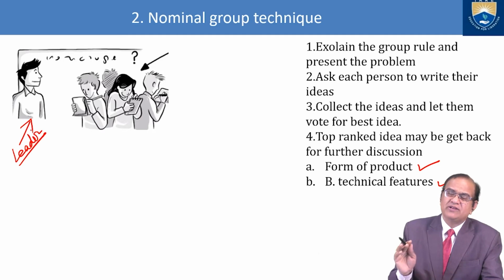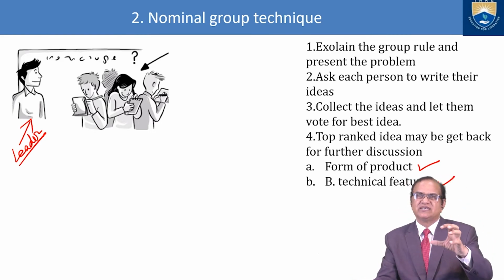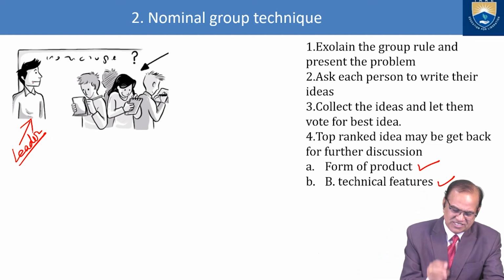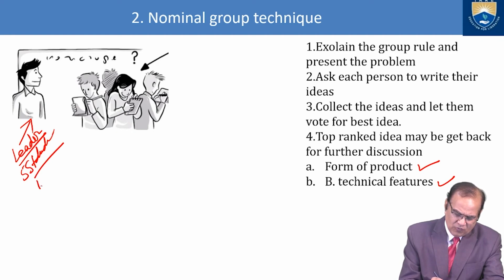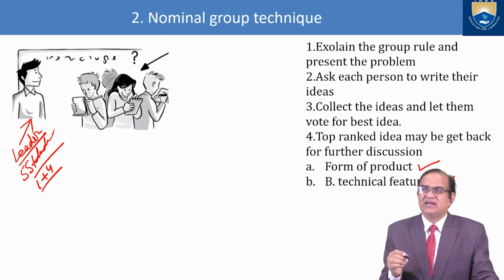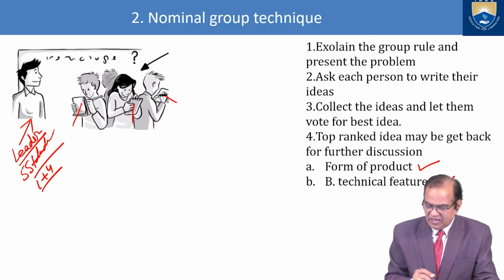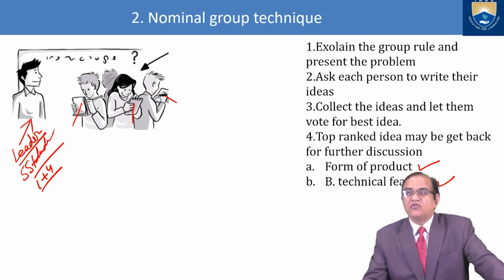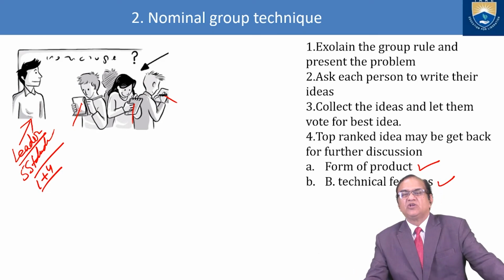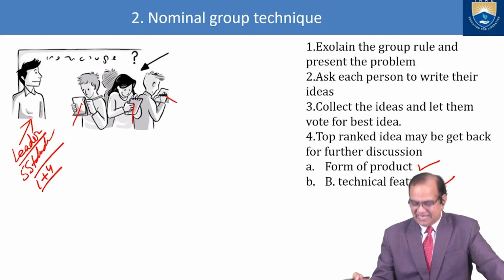Here there is no involvement of the teacher. The teacher is not involved in any activities. Only students, 1, 2, 3, 4 and this is the 5. In this you have 5 students, and 1 plus 4. So he has given the problem. He has asked each person to write their ideas on this paper. They have one diary or paper. Collect the ideas and let them vote for the best idea. You collect the ideas, you can write them down on a board or on the laptop, and show it. The top ranked idea may be taken as the best.